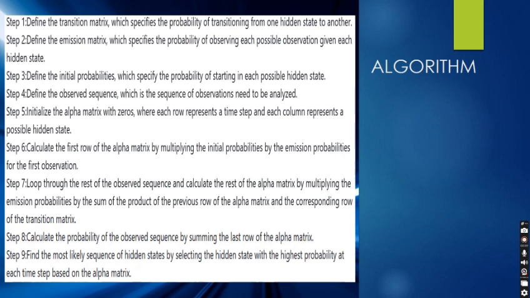Step 7. Loop through the rest of the observed sequence and calculate the rest of the alpha matrix by multiplying the emission probabilities by the sum of the product of the previous row of the alpha matrix and the corresponding row of the transition matrix. Step 8. Calculate the probability of the observed sequence by summing the last row of the matrix. The final step is to find the most likely sequence of hidden states by selecting the hidden state with highest probability at each time step based on the alpha matrix.